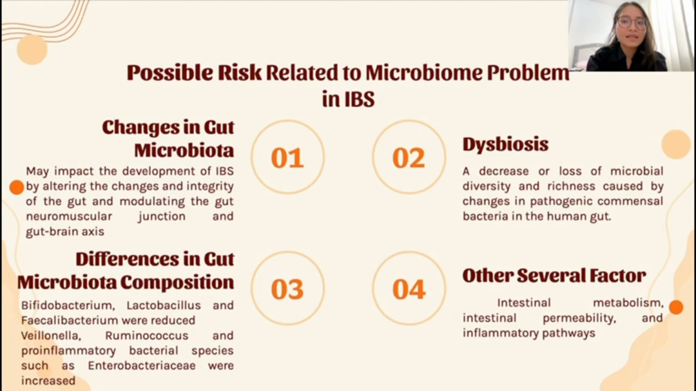Some reports also state that the pathogenesis of IBS involves dysbiosis, which is a condition that refers to a decrease or loss of microbial diversity and richness caused by the change in commensal bacteria into pathogens in the human gut. This dysbiosis state can lead to activation of the gut immune system and the potential for low-grade inflammation. In several cases of IBS, differences in the composition of the gut microbiota were found. In IBS patients, Bifidobacterium, Lactobacillus, and Faecalibacterium were found to be reduced, while Veillonella, Ruminococcus, and pro-inflammatory bacterial species such as Enterobacteriaceae were increased.